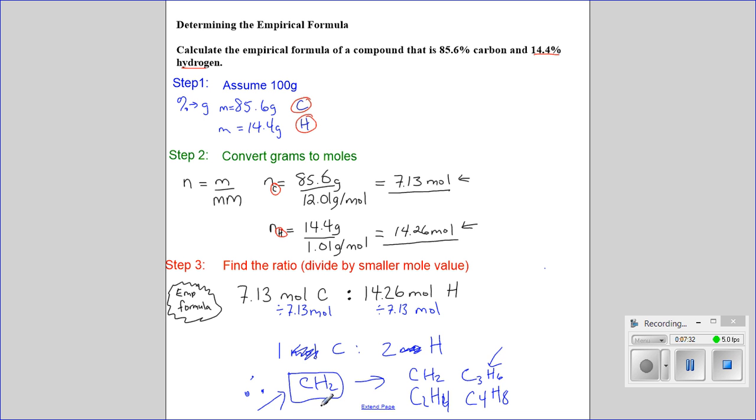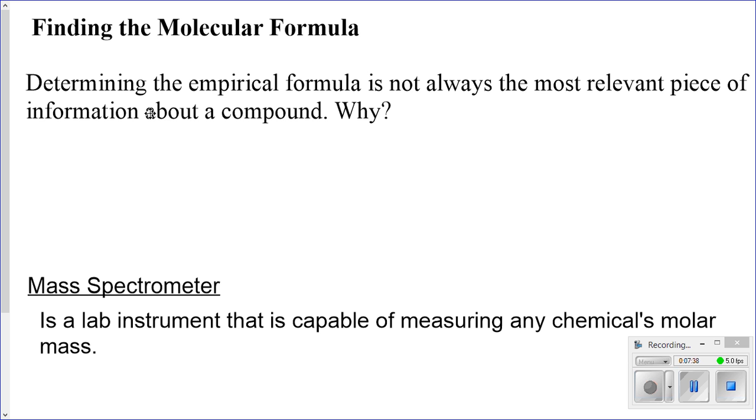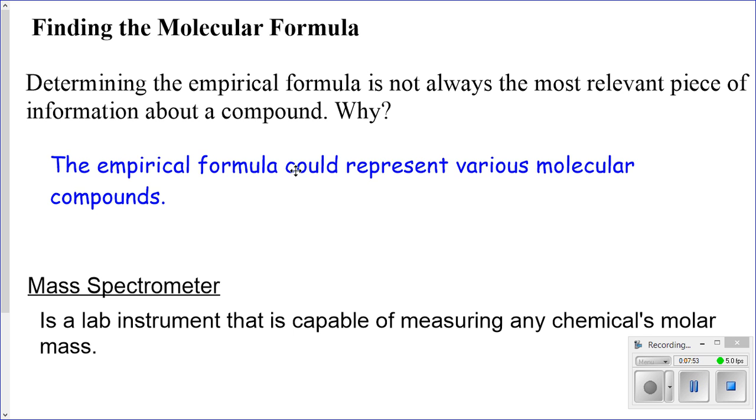How do we take our empirical formula and turn it into a molecular formula? That's our next step. So to find the molecular formula, let's ask the question, why do we have to find it in the first place? Why can't we just live with the empirical formula? Why is the empirical formula not always the most relevant piece of information about a compound? Well, the answer is you should know already, because the empirical formula could represent various molecular compounds. Lots of different compounds share that ratio.